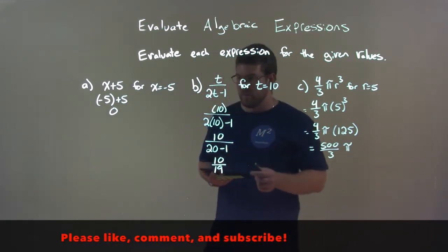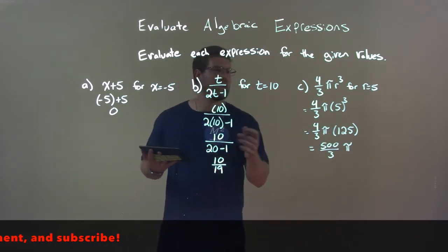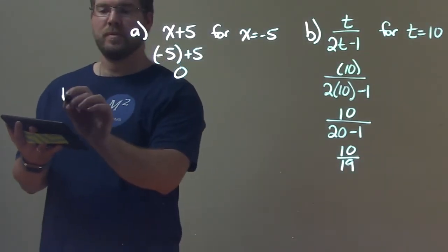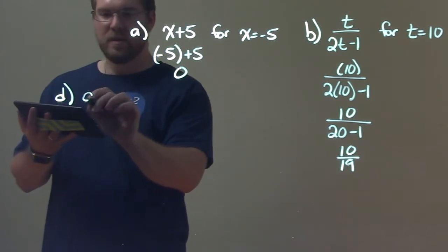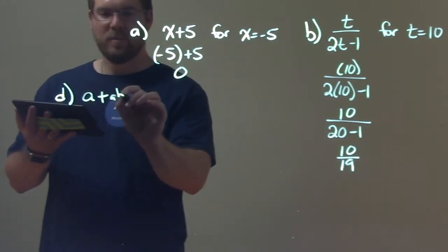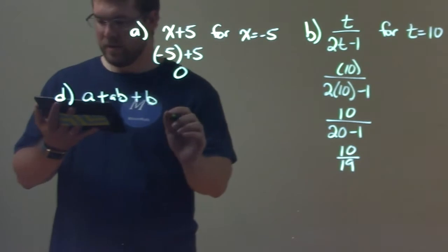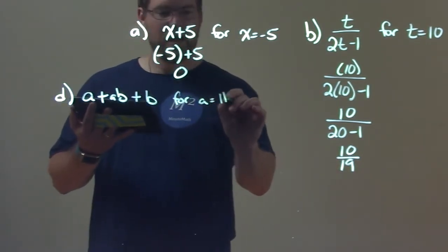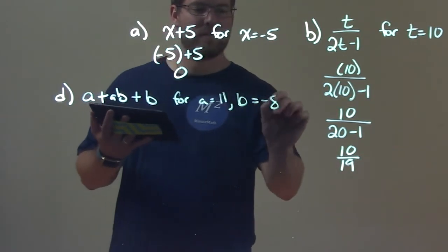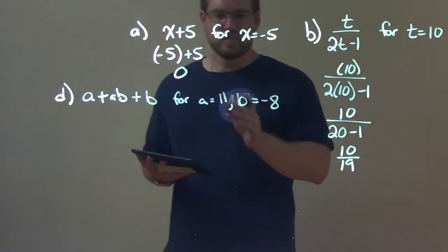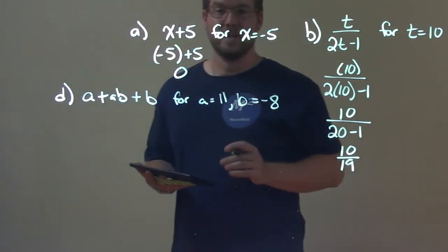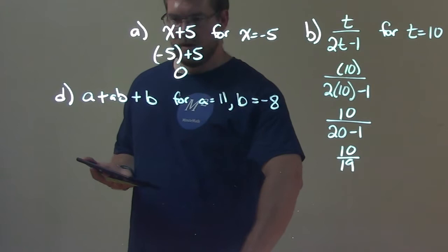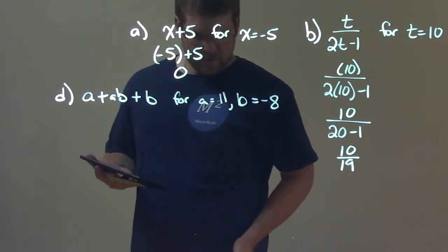Okay? Let me erase this and get the next two in here, I think. So D, got some room here. So D is A plus AB plus B for A equals 11 and B equals negative 8. Now, we have two variables, so we have two things we need to substitute in. So let's be careful here. Okay? Let me go for the A's, I'll do one column, and B's, I'll do another.